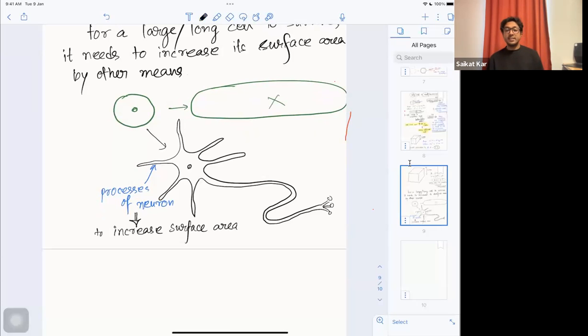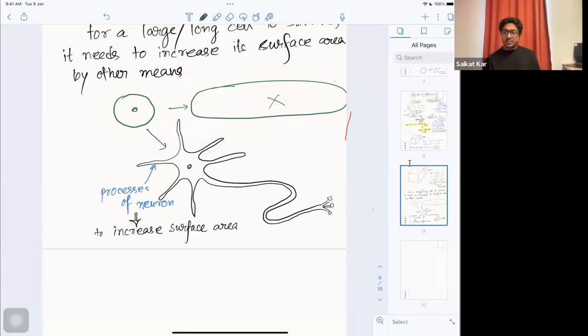So any large cell which tries to maintain its length, or if a cell is very large or very long, those types of cells try to compensate their volume with the help of some kind of processes coming out of the cell, so that the surface area of the cell remains very high.